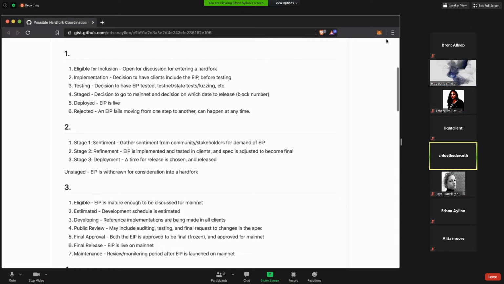Personally, I think number one looks good as well. With number two having the stages, I think it could also be helpful, like for example, what Alita was saying about how number one and two could be together. So maybe stage one could be number one and two. Stage two could be testing and staging, and then maybe stage three could be deploying, or rejection if that other option happened. But either way, I think stage one, and then maybe adding the stages in that way.